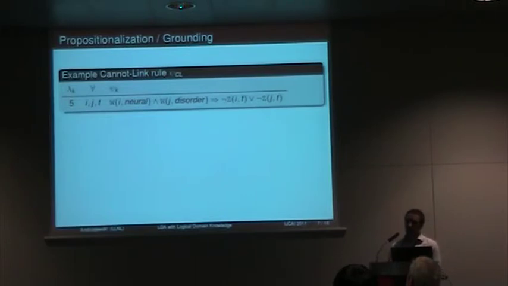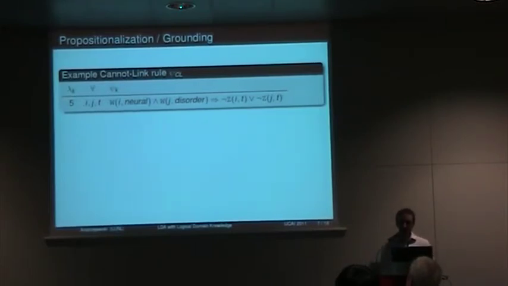So to have these rules have an influence on the actual topic assignments, we're going to do something called propositionalization or grounding. So this example rule says that the words neural and disorder should never be assigned to the same topic. The user is interested in neural developmental biology, but not neural disorders or neural diseases. So they don't want these words ever in the same topic.